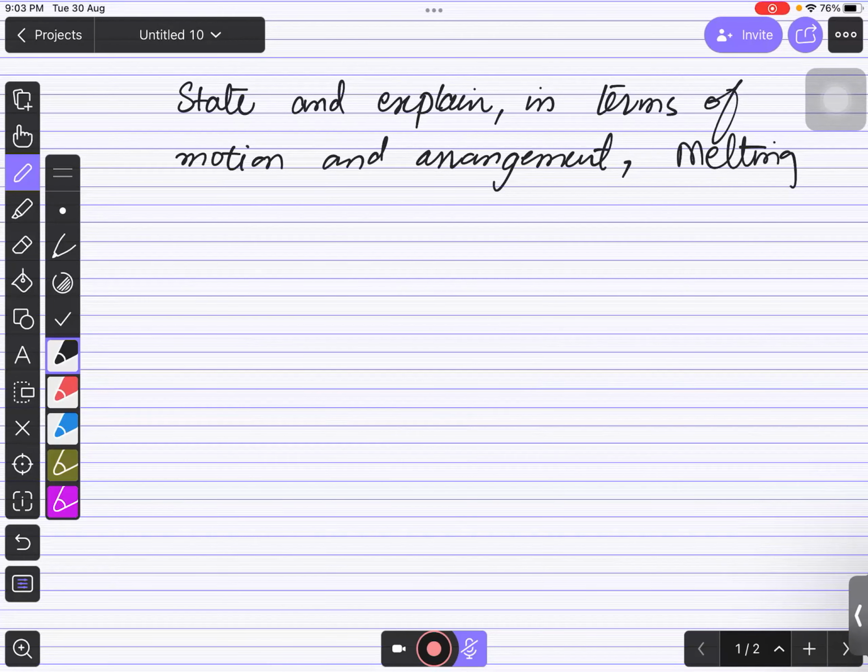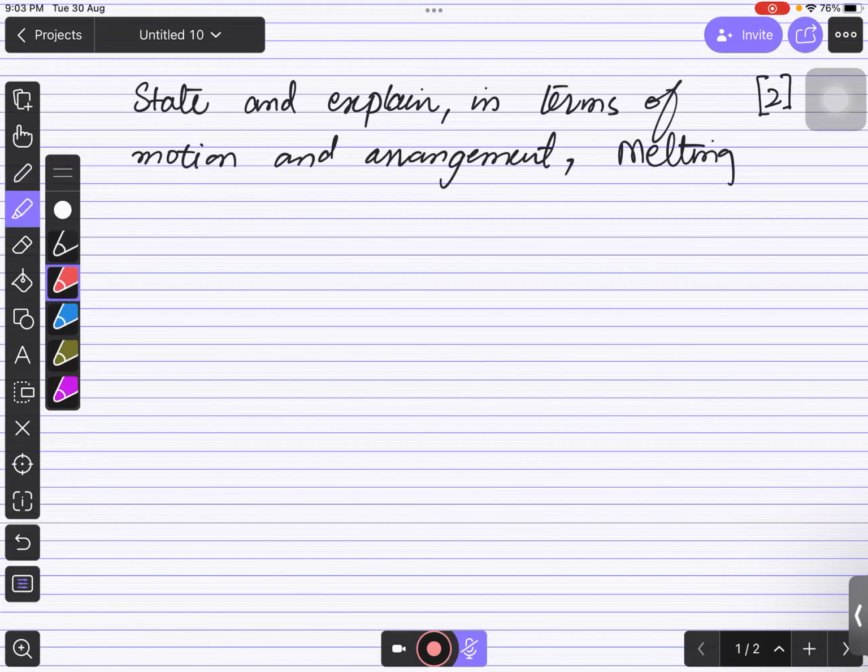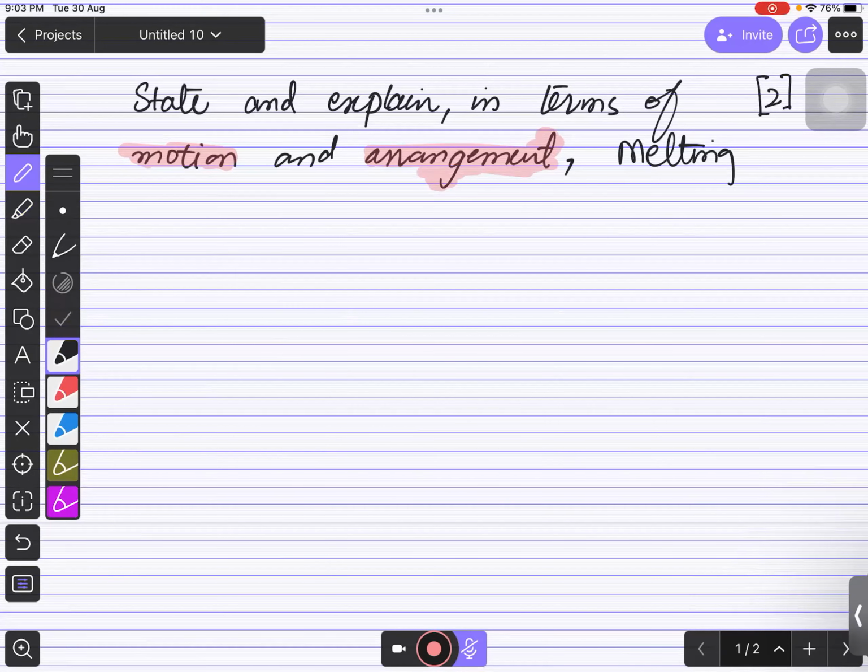Remember, this question is telling you the marking scheme right now. You can see the marking scheme from the question. How can you write an answer according to the marking scheme? Just look over here. They are saying explain in terms of motion and arrangement, so you need to use these words in your answer. If you use the arrangement and the motion of solid and liquid in your answer, definitely the answer will be perfect and it will give you 2 marks. So what will be the answer?